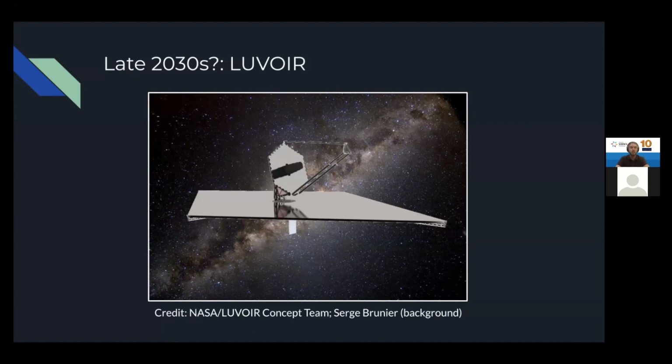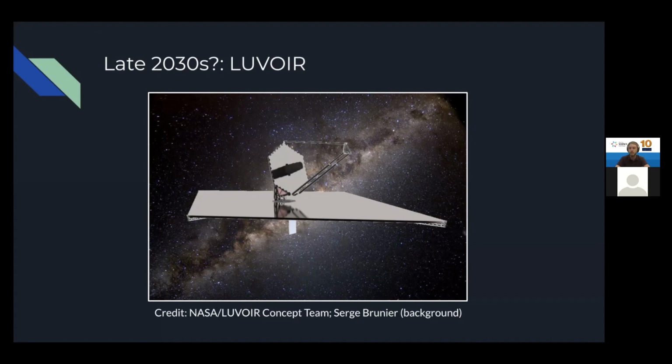LUVOIR is a proposed mission, which, if accepted, would be launched sometime in the late 2030s. LUVOIR stands for Large Ultraviolet Optical Infrared Telescope. And in the larger version of the proposal, it would be a 15-meter telescope in space. That is enormous, about 50 feet wide, and it is much, much larger than Hubble or the James Webb Space Telescope. If it is accepted as a mission, and if it launches, it would be able to look at the atmospheres of other planets, including rocky planets.